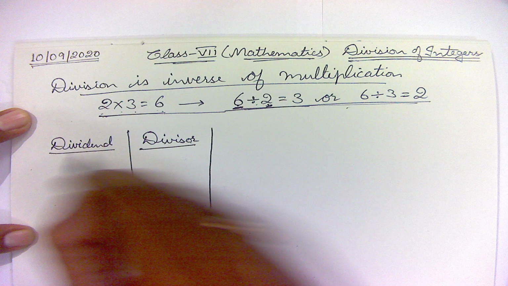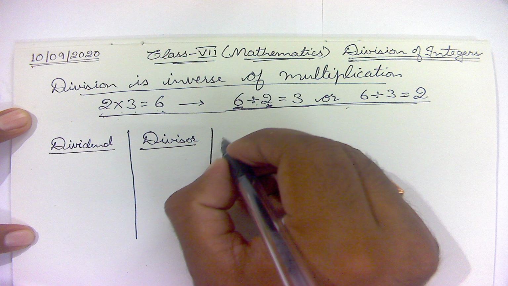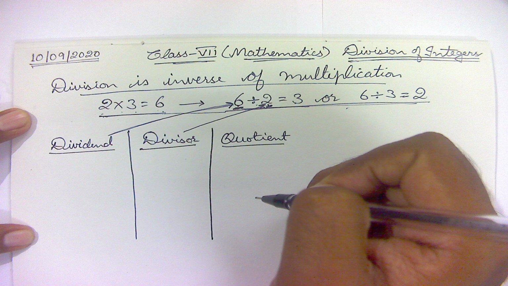So dividend and divisor, and then the result which we get, we call it the quotient. So when 6 is divided by 2, we get 3. So 3 is the quotient. The number which we divide is the dividend, the number by which we are dividing is the divisor, and the result which we get is the quotient. Now let me explain what things you have to keep in mind.